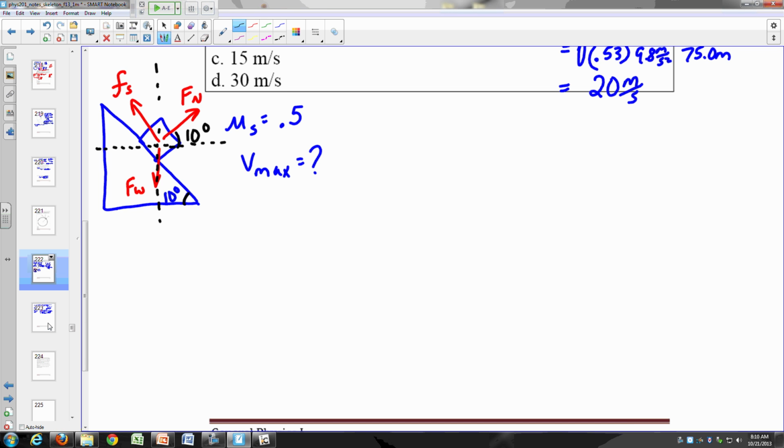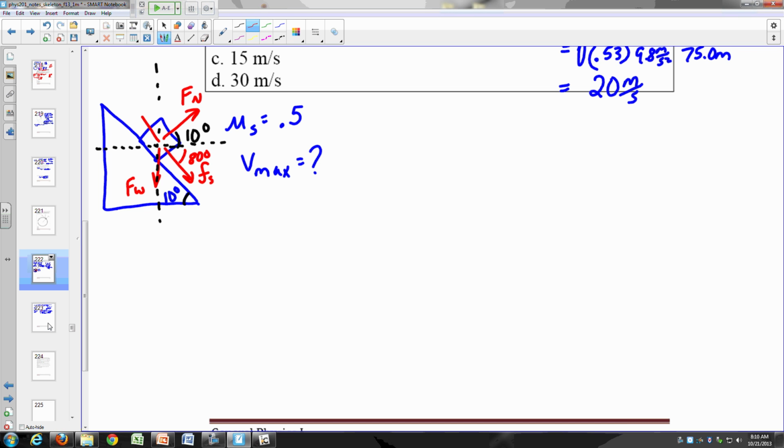And actually, I have a mistake here. What's my mistake in my vector diagram? You'll see one in one of the forces. Fs should be the opposite way, because this car is going to tend to move up the inclined plane, and so the static frictional force will actually be opposite that. So my Fs will be in the opposite direction here. And if that angle is 10 degrees, then that means that this angle is what? 80 degrees.